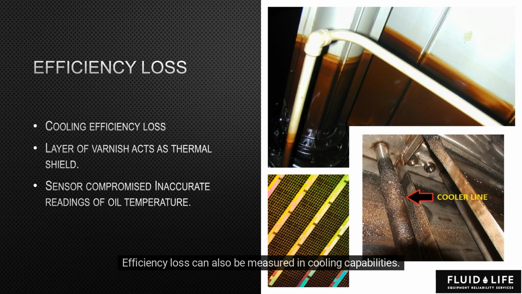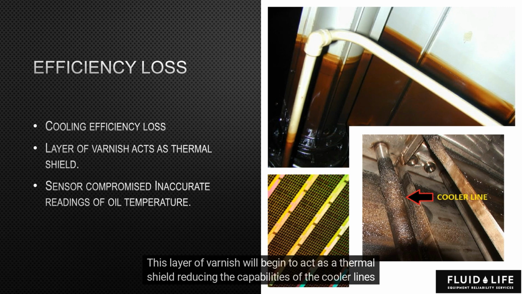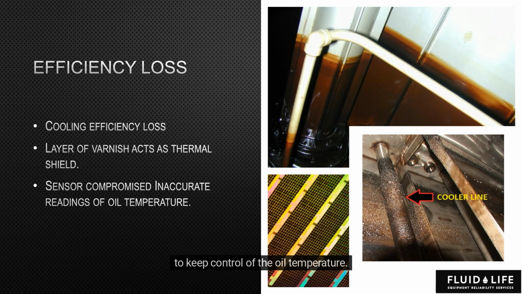Efficiency loss can also be measured in cooling capabilities. Cooler lines built into a sump can be prone to varnish buildup. As the oil heats and cools, any soluble varnish can plate off more easily on the cooler lines. This layer of varnish will begin to act as a thermal shield, reducing the capabilities of the cooler lines to keep control of the oil temperature.